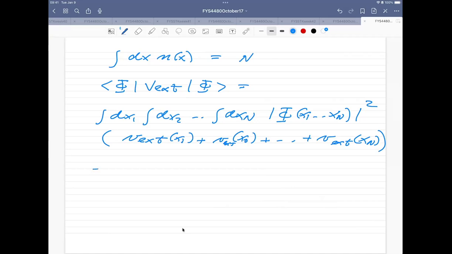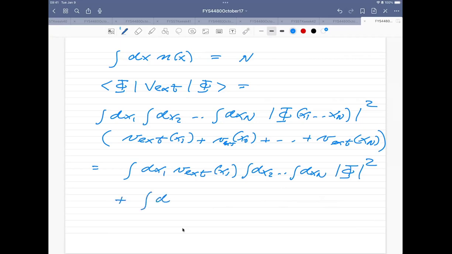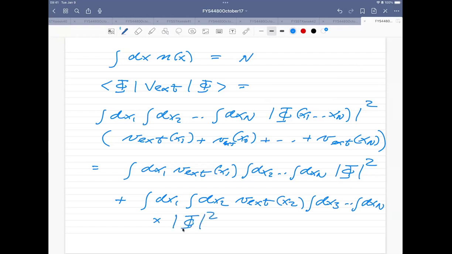And when we write it out, this is something which looks like as follows. So it's going to be a dx1, and there's going to be a V external x1, and then I have all the remaining integrals, dx2 up to dxn. And now, plain laziness, I'm just going to write this as phi squared. I don't keep all the quantum numbers there. And then we get a new term where I have the integral dx1, but then I have a dx2 of V external x2 here, and then I have a dx3 up to a dxn multiplied with the wave function squared. And this continues till the final one, where we now have a dx1 up to a dxn, V external, and then I have the wave function.